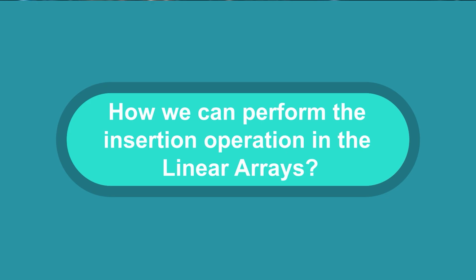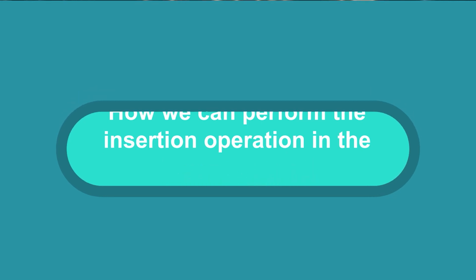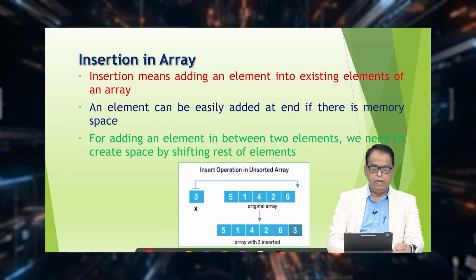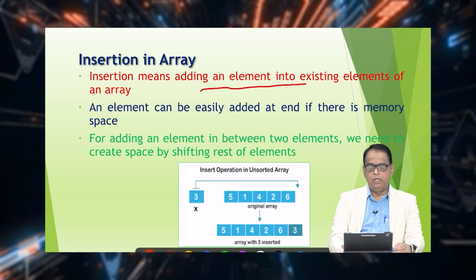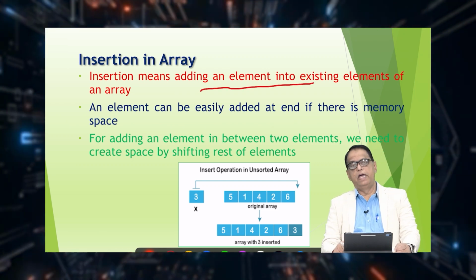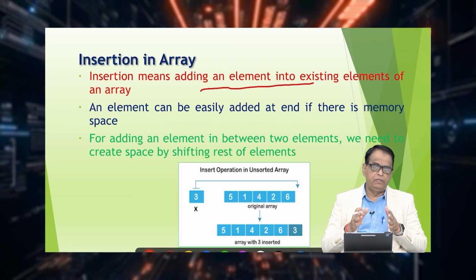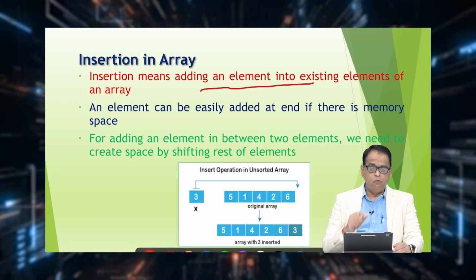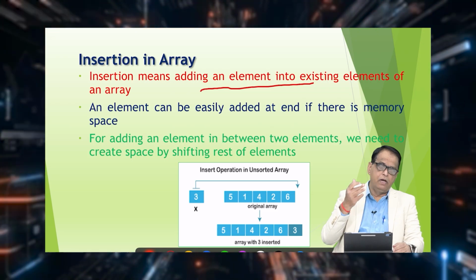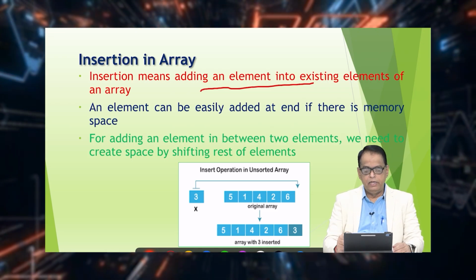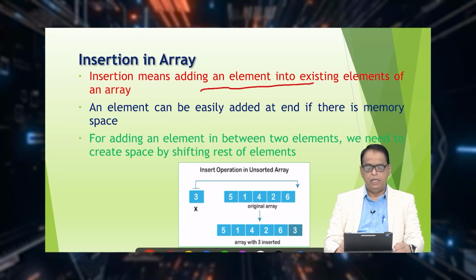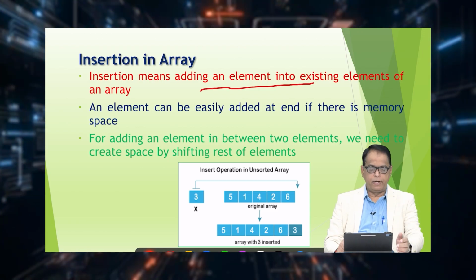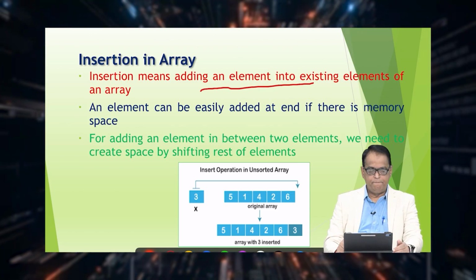So let us start the session with the question: how can we perform the insertion operation in linear arrays? Insertion operation, as its name indicates, means adding an element to the existing set of elements of the array. Suppose you have been provided with an array and certain elements are already present in it. Now you want to add a new, additional element to the existing elements. This operation is called an insertion operation.